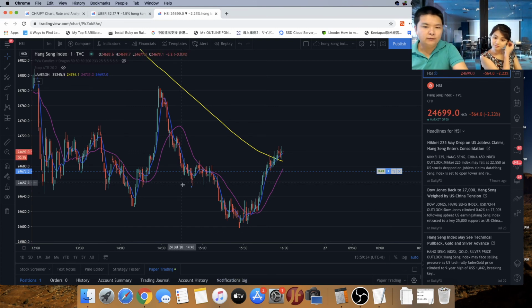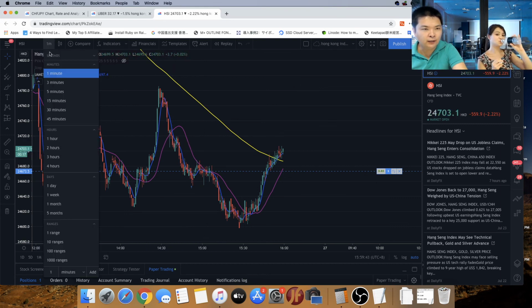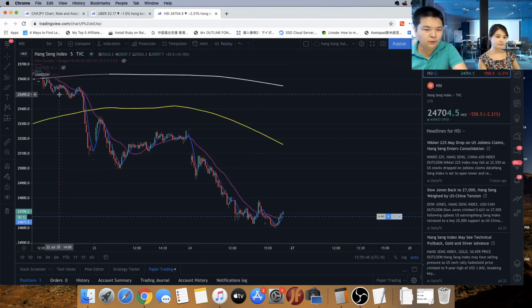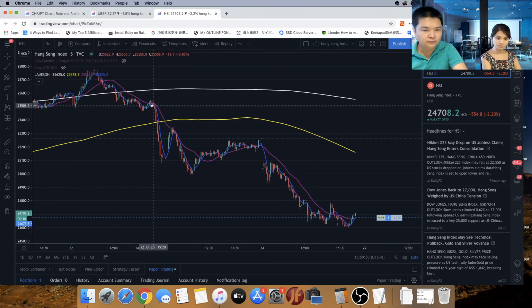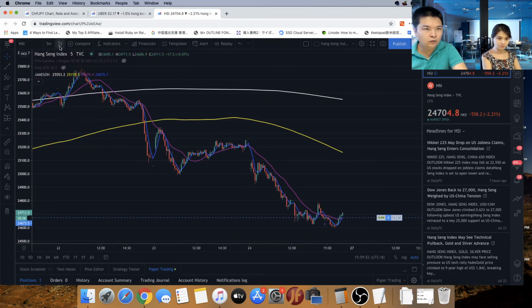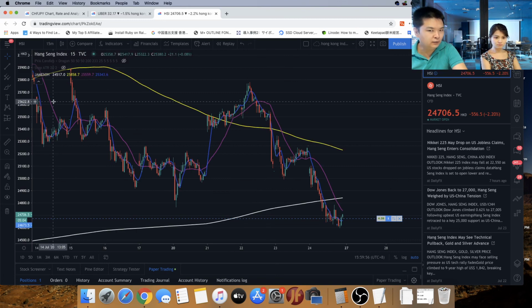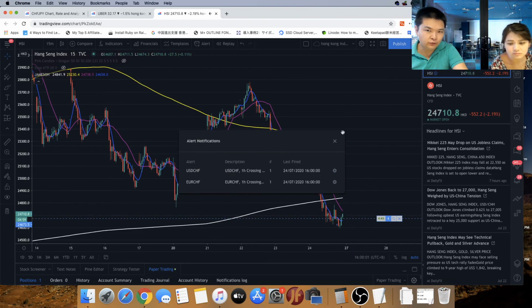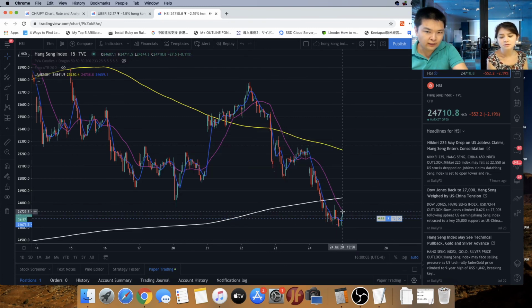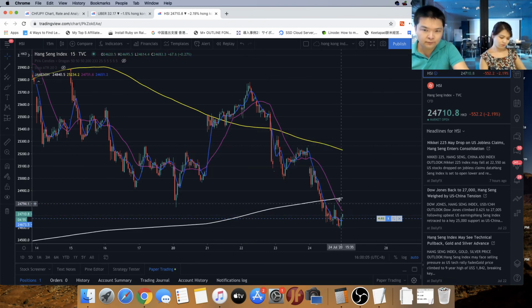I also explained about time frames. Remember that when you see something here, you want to see the bigger picture, so always go up. On the 5-minute chart, this is what is happening. On the 15-minute chart, this is what is happening. On the 15-minute chart, it is actually trying to get to this line.